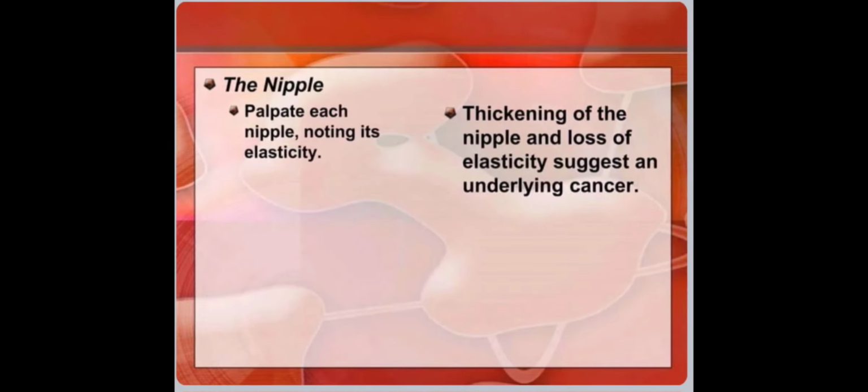Okay? So sa nipple naman po, palpate each nipple, noting its elasticity. So, take note if ever pag pinapalpate nyo po is meron pong lumalabas na discharges. Normal po na may lumalabas na discharges sa isang lactating, meaning nagpapasuso po na babae, pero abnormal po siya sa hindi po nagpapasuso na babae. Thickening of the nipple or loss of elasticity may suggest an underlying cancer.